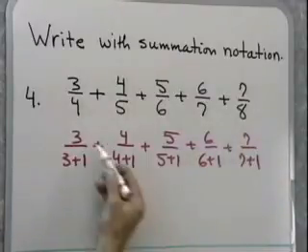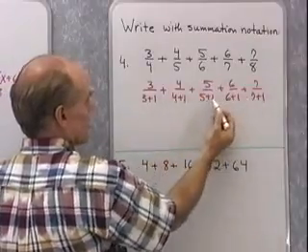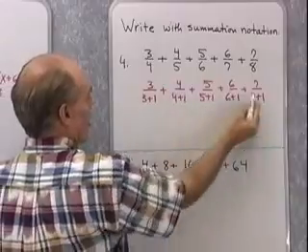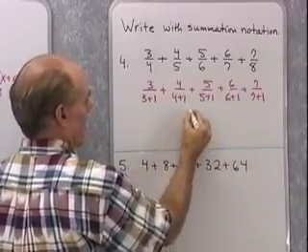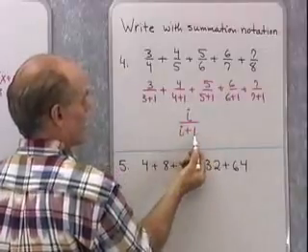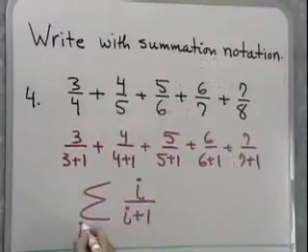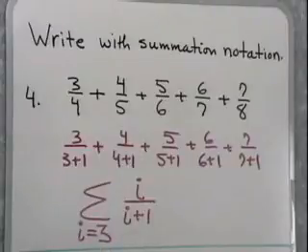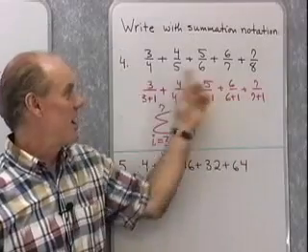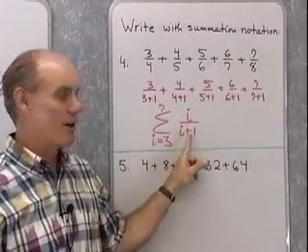So if I look at the 3, 4, 5, 6, and 7 as the things that are changing, and the 1 is staying the same, all of these have the form of i over i plus 1. That is, the denominator is 1 bigger than the numerator. And I want to add them all up, starting with i equal to 3 and going up to i equal to 7. So this looks like the sum from i equals 3 up to 7 of all things of the form i over i plus 1.